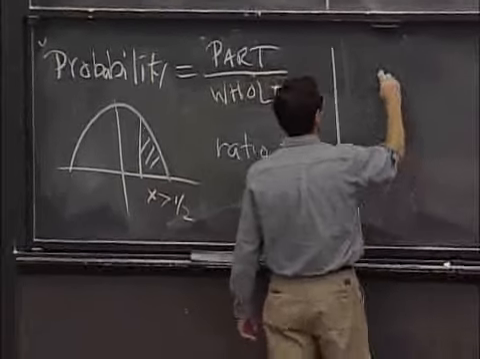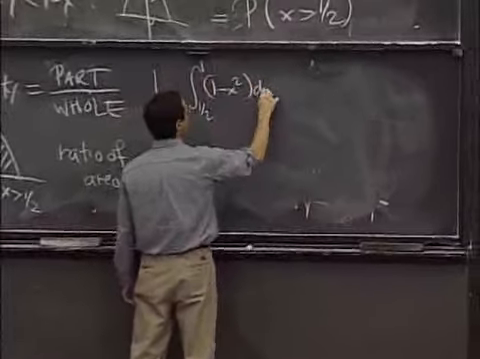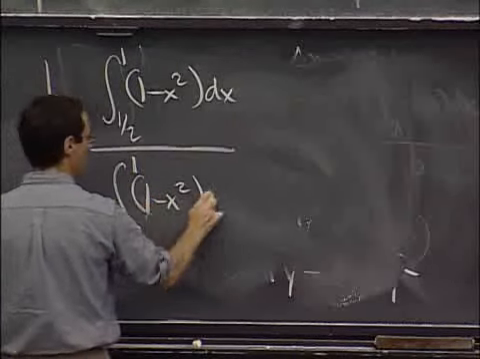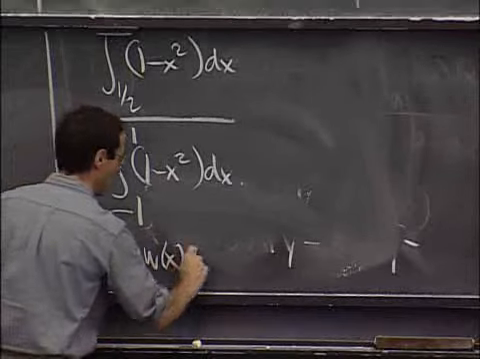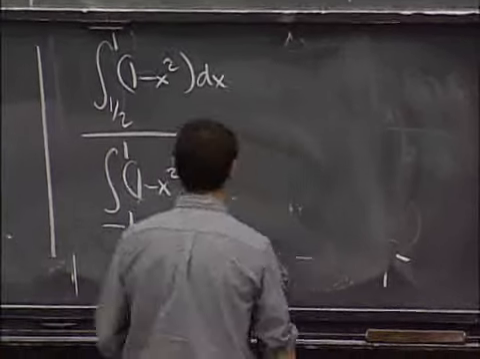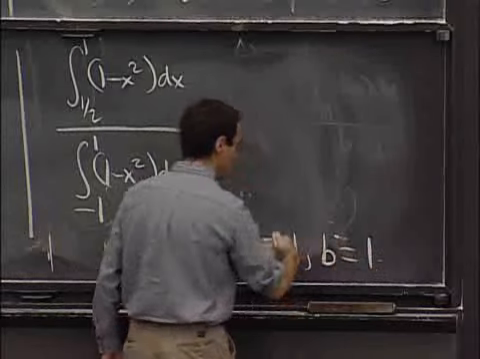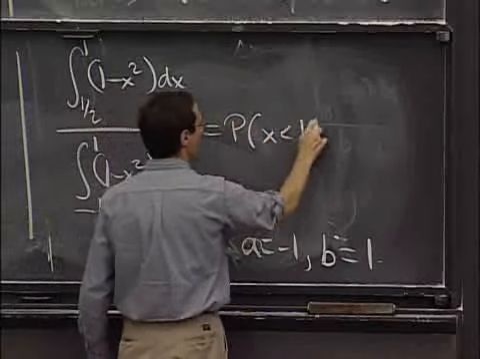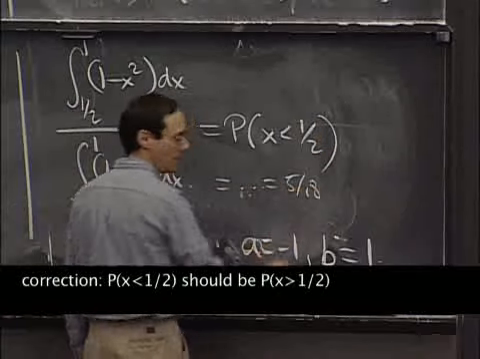Let's write that down. That's the integral from 1/2 to 1 of 1 minus x squared dx divided by the integral from -1 to 1 of 1 minus x squared dx. And again, the weighting factor here is 1 minus x squared. To be a little bit more specific here, the starting point A is -1, and the end point is +1. All right, so this is the probability that x is bigger than 1/2. And if you work it out, it turns out to be 5/18. We won't do it.